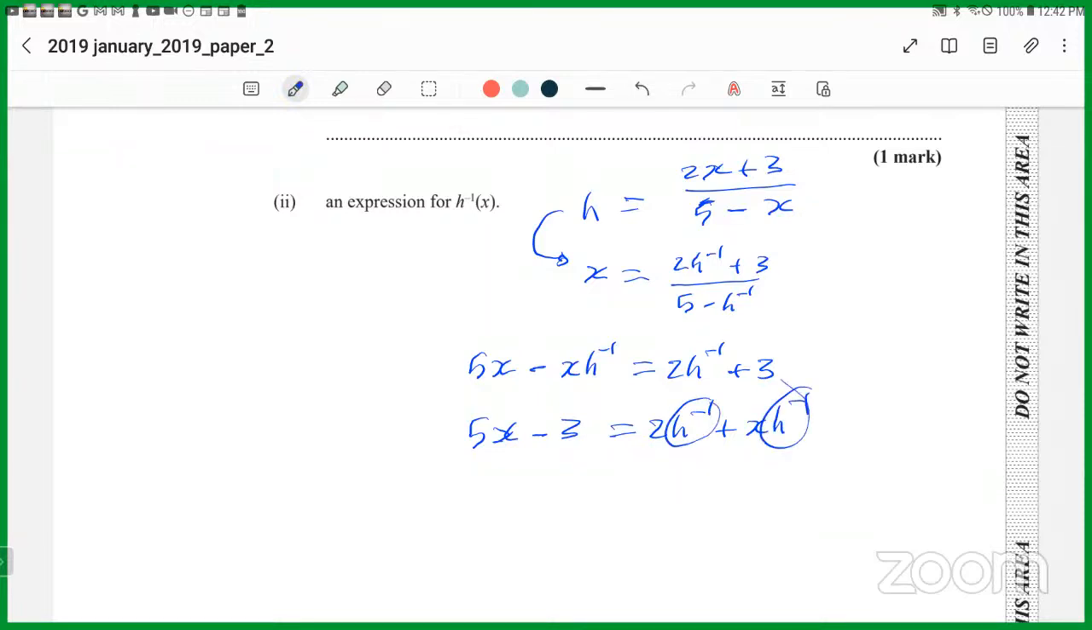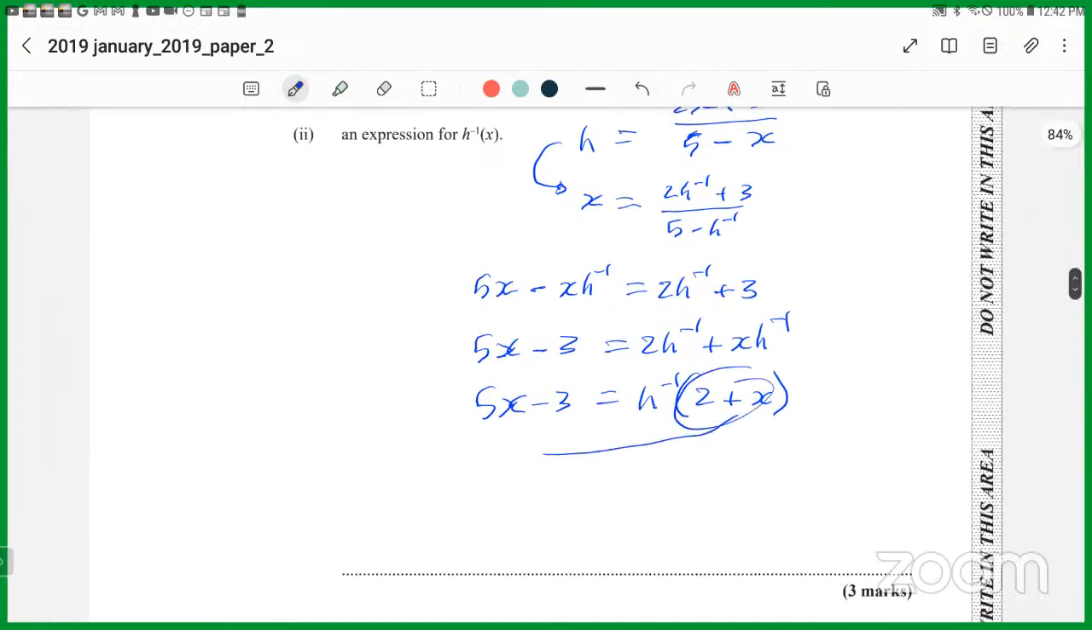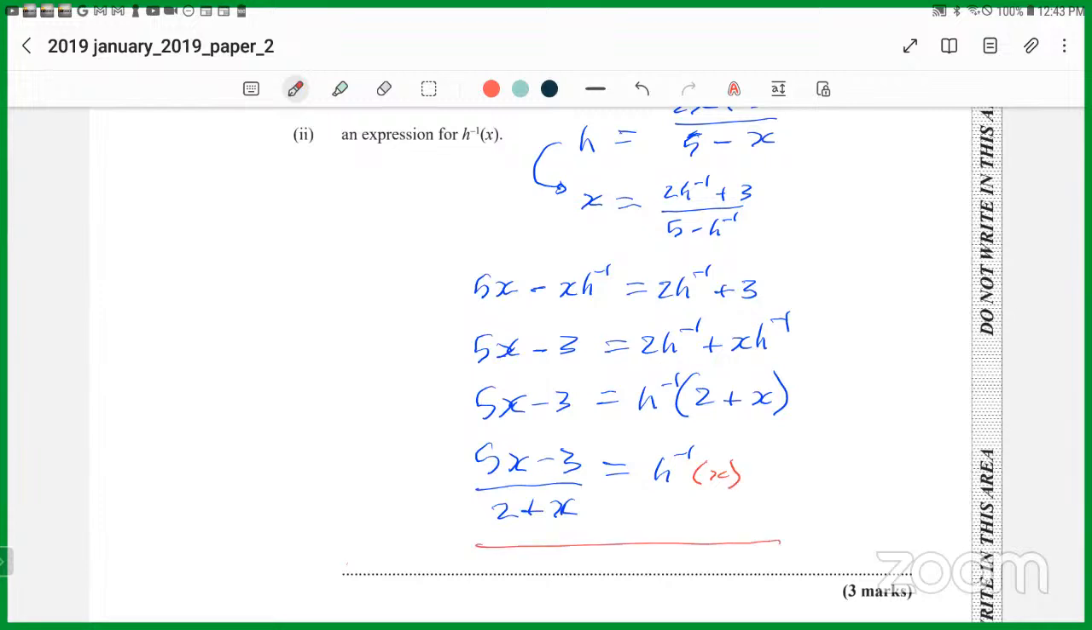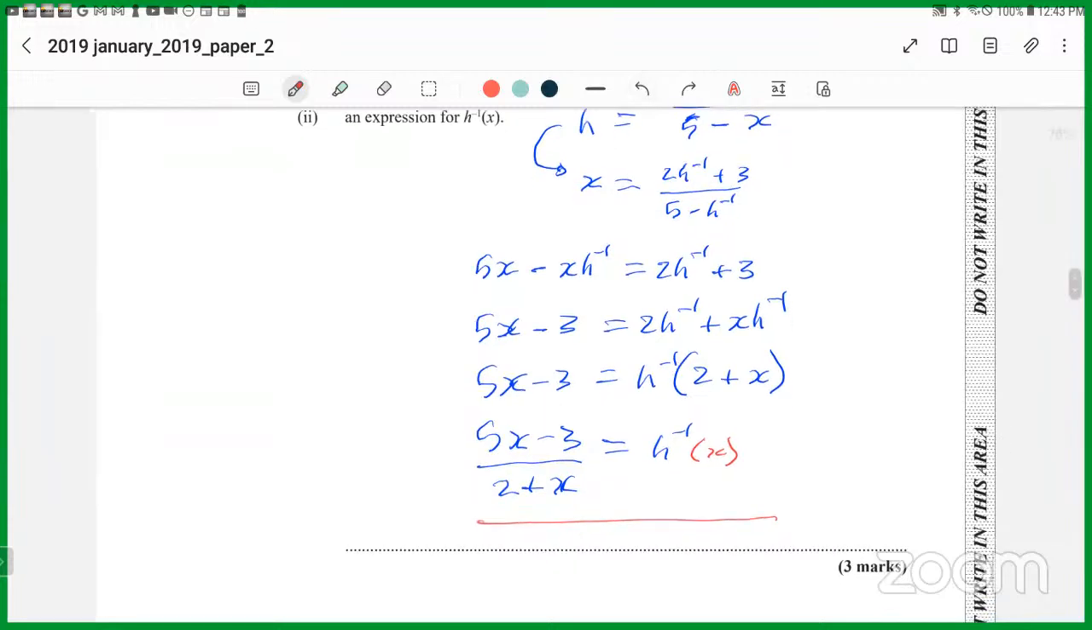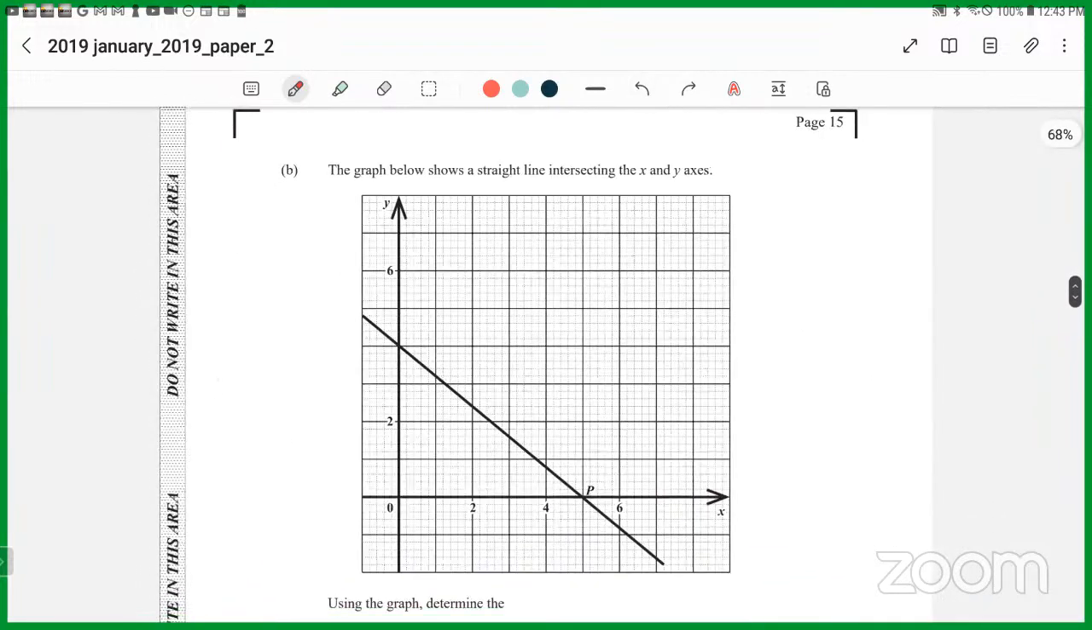Then factorize h to the minus 1 now. I get 5x minus 3 equals h to the minus 1 times 2 plus x. I'm going to take this 2 plus x and divide it under here. And I get h to the minus 1 equals 5x minus 3 over 2 plus x. That is the answer right there. This is h to the minus 1 of x. This is the answer, the inverse function. All right, then we come to the graph, which is what we really want to do.